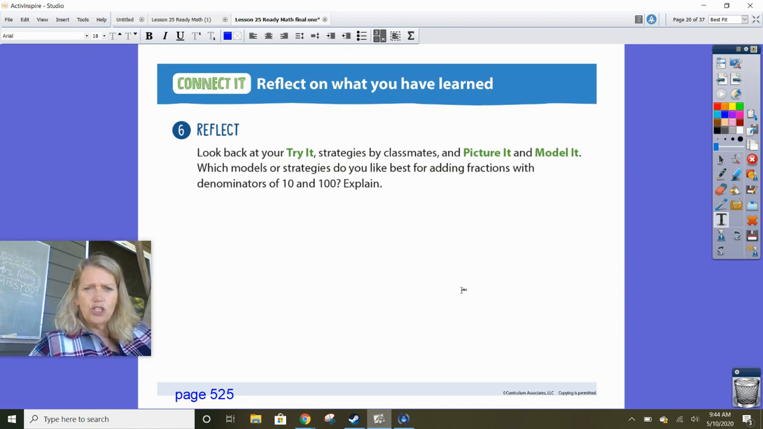Look back at your Try It strategies by classmates, Picture It, and Model It. Which models or strategies do you like best for adding fractions with denominators of 10 and 100? Okay, so do you like the Picture It, where you can use grids that have tenths and hundredths? I will add some of those to the chart so you can print some of those out if you want to use that, because it does really help. That's why base 10 blocks really work well.